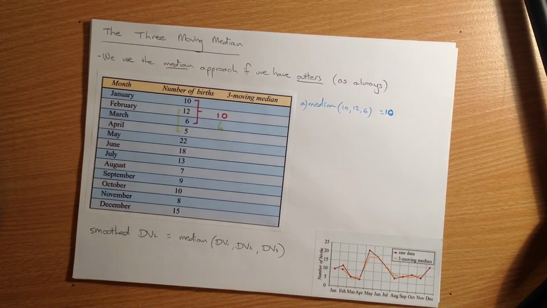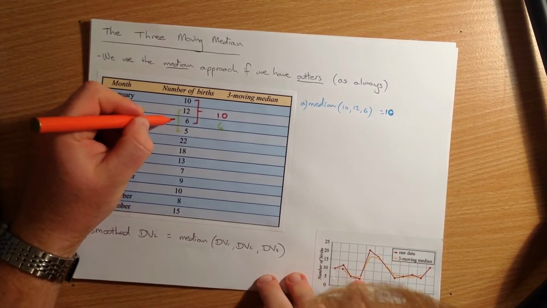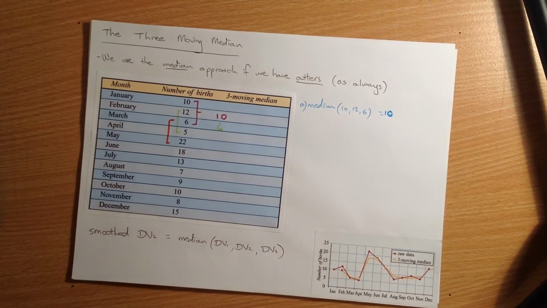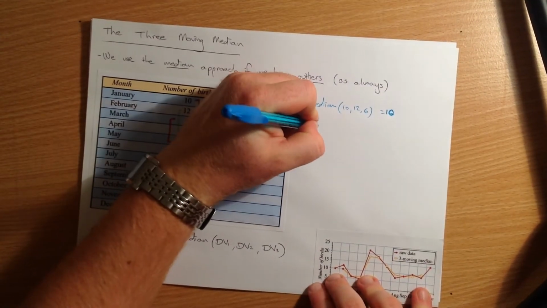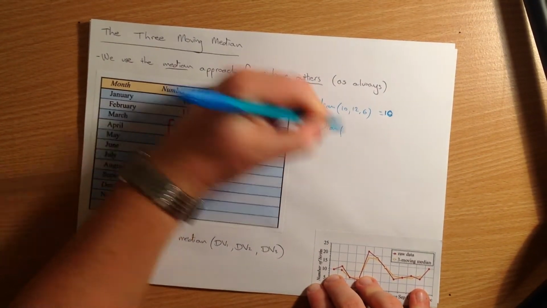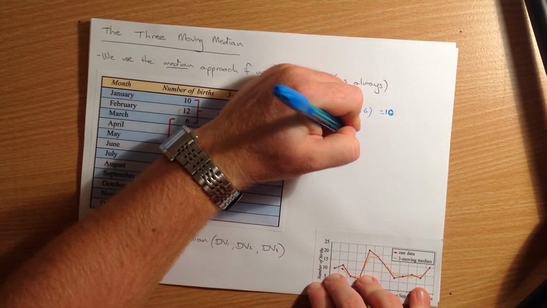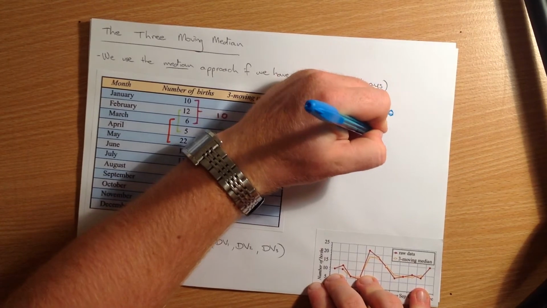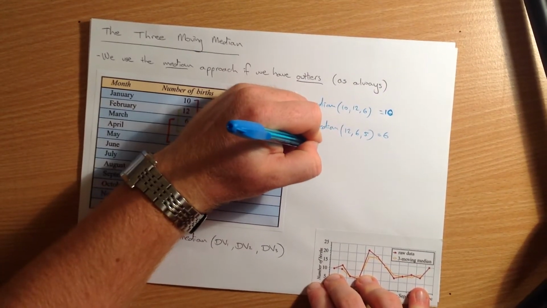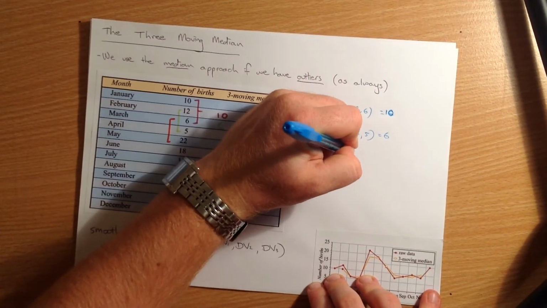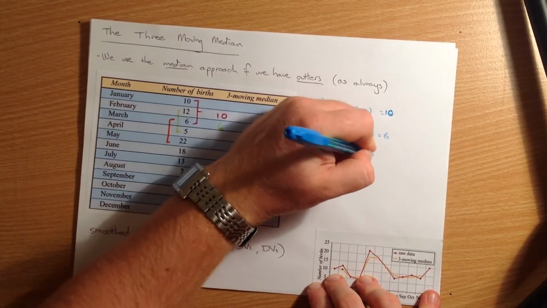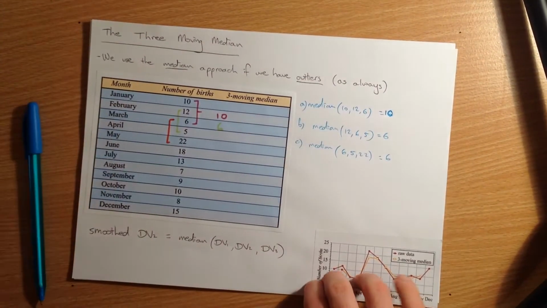Let's now do 6 and 5 and 22. And 6 is the median of that. I'll just quickly catch them up here. The median of 12 and 6 and 5 is 6. The median of 6 and 5 and 22 is again 6.